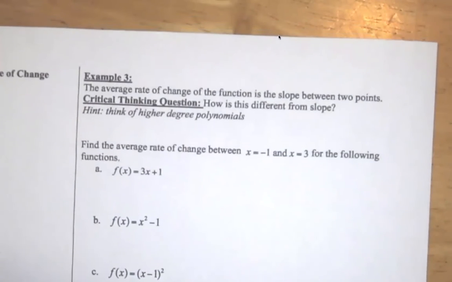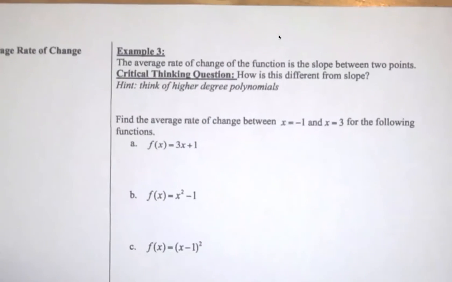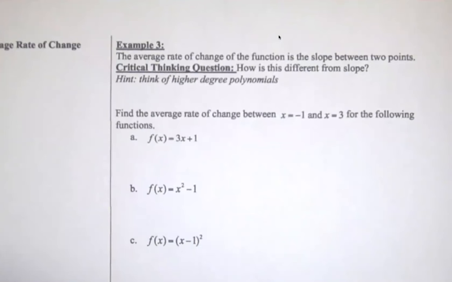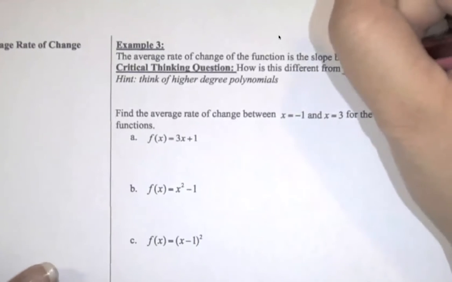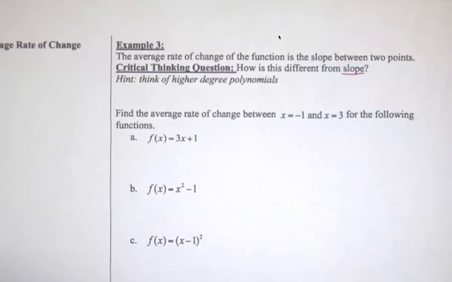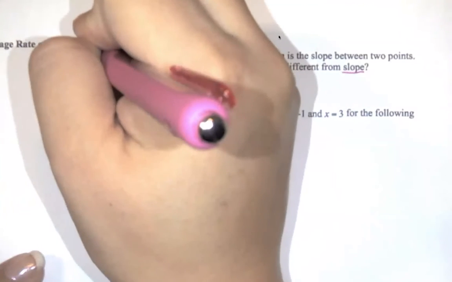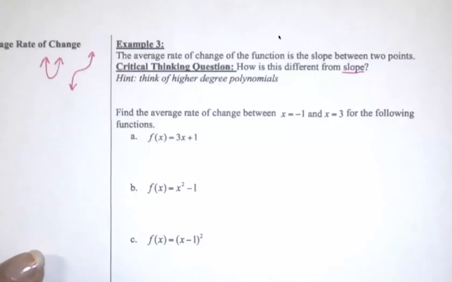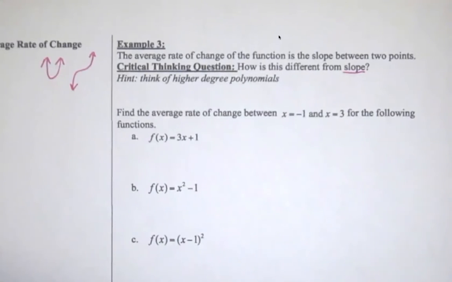In example 3 on the next page, we're looking at average rate of change. Now, the average rate of change is the slope between 2 points. What I want you to think about is, how do you think this is different from slope, right? The average rate of change calculates slope between 2 points. And my hint to you is think of higher degree polynomials. Higher degree meaning maybe something quadratic or cubic. Try picking a few different points to see if you can find the average rate of change.